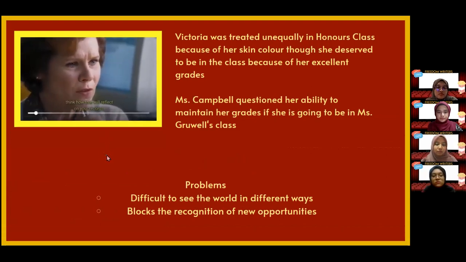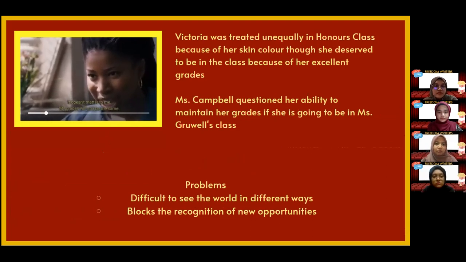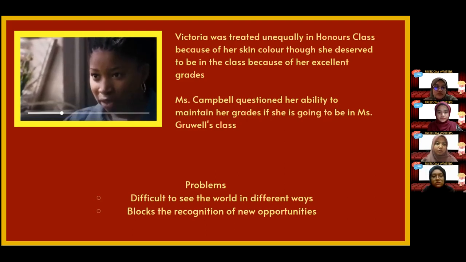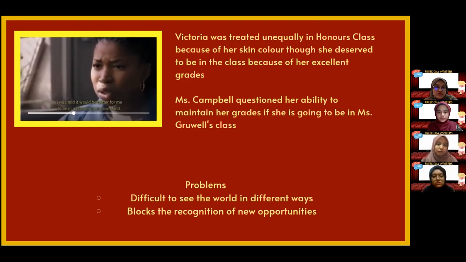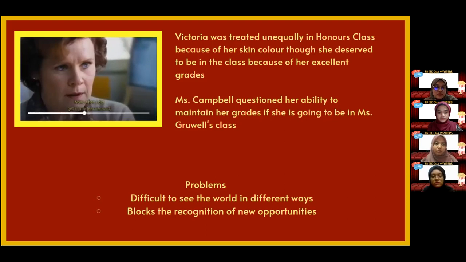If you transfer to Miss Gruwell's class, think how that'll reflect on your records. It doesn't matter to me. My grades will still be the same. Look, Miss Campbell, when I first transferred to the school, I had a 4.0 average. But when I applied for advanced placement in English and math, I was told it would be better for me to be in a class of my own kind.